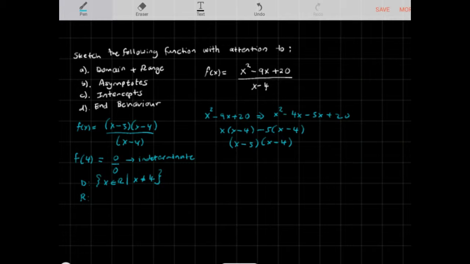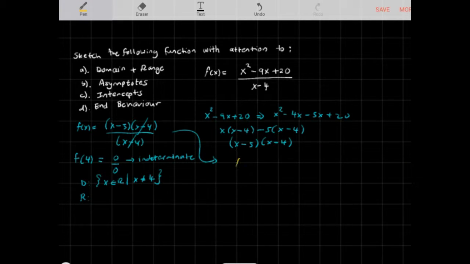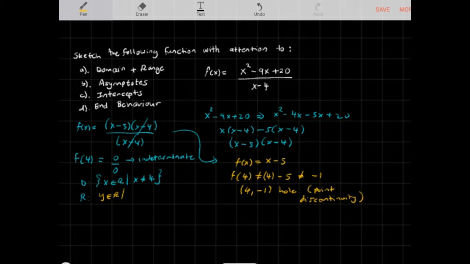And in that sense, if we cancel this out and simplify it, this is the function that we're going to be working with. Okay, so f of x is equal to x minus 5. Now because we said that x cannot equal 4, f of 4 should not equal 4 minus 5, which is -1. It cannot equal -1, right? So (4, -1) is the hole, the point discontinuity. It's the point that doesn't exist. It's the break in the function. Okay, so this is a point discontinuity, and as a result, y belongs to all real numbers, but y cannot equal -1.